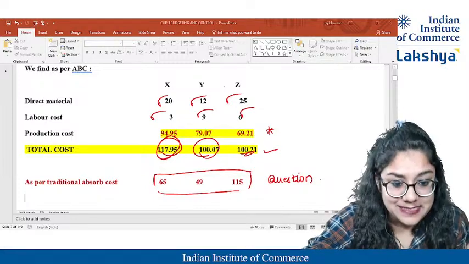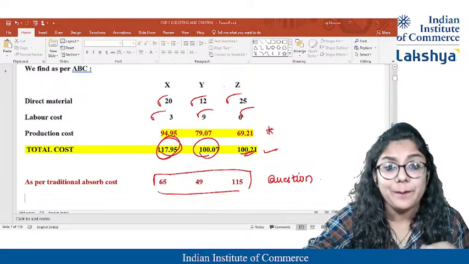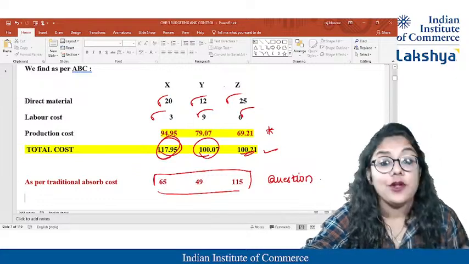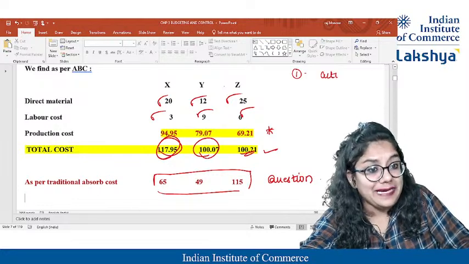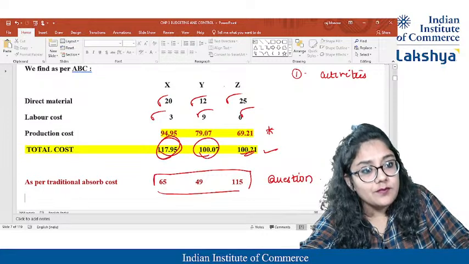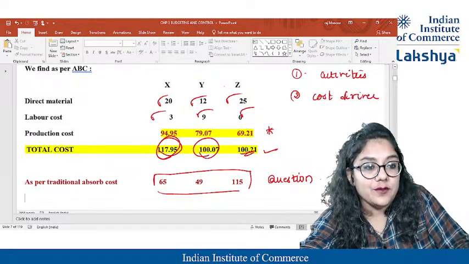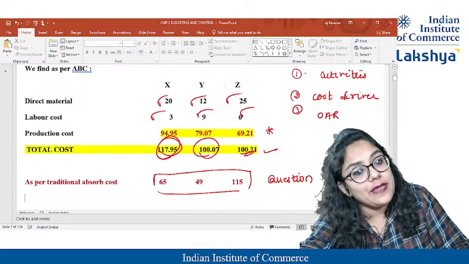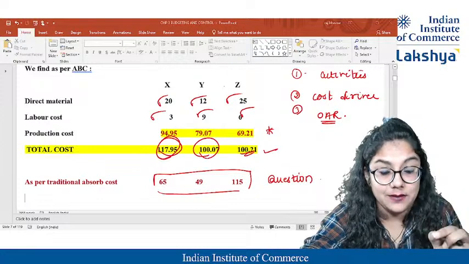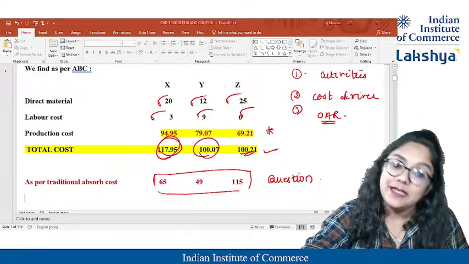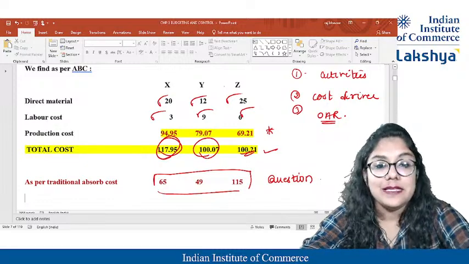Superb. Clear? Okay. If not, please check this video. Always try to find out what the activities are. Get the cost drivers. Then find the OAR, the activity rates. Then you can multiply it with the activities and get the per unit value. That's all.